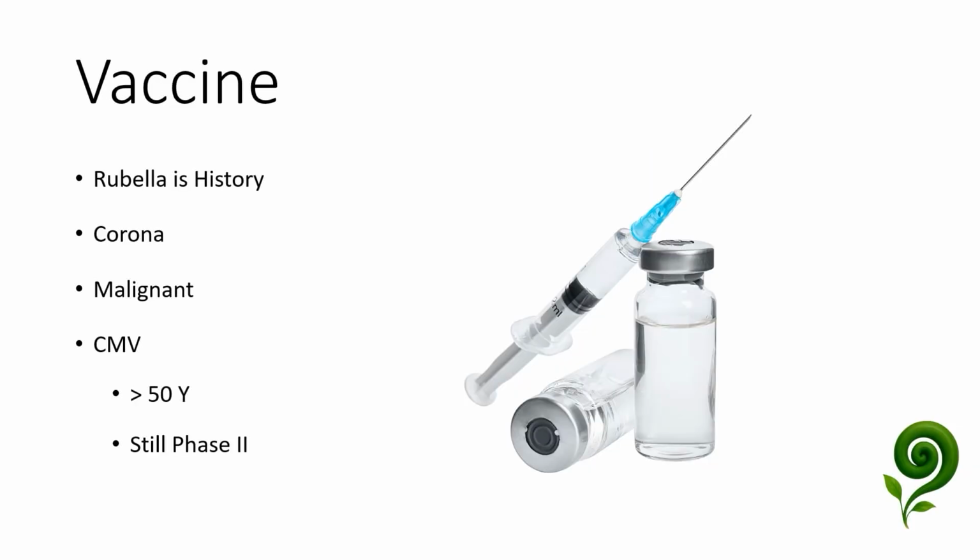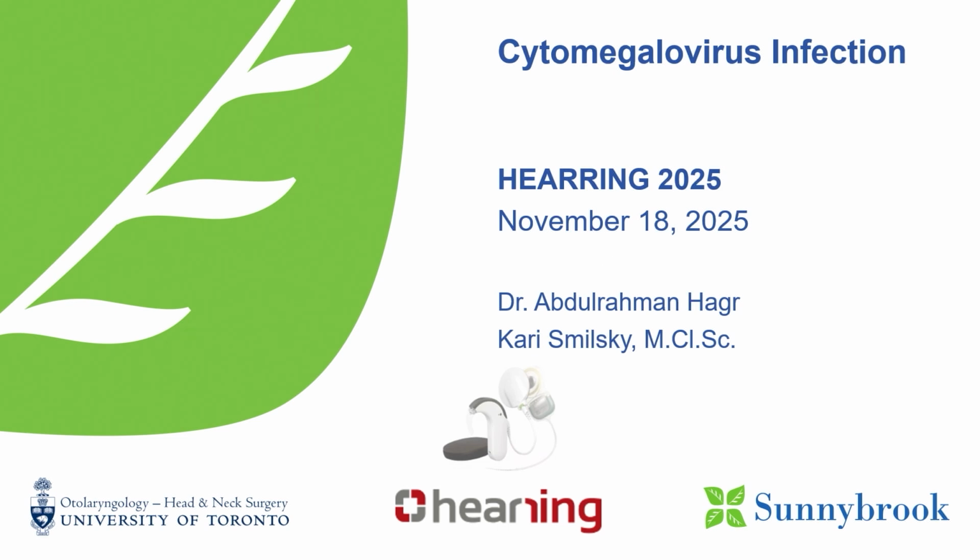Vaccine. We know the vaccine has a major effect on a lot of diseases, and now rubella is becoming history. With Corona, people became familiar with the vaccine, and malignancies are nowadays being treated by vaccines. So people's awareness and interest in this has made it an easy thing for us to think about. The problem with the CMV vaccine is that it has been under trial for the last 50 years, and till now it's still in phase 2. So I hope with this short introduction about the virus, you will enjoy the rest of this presentation with Dr. Smilsky from Toronto.